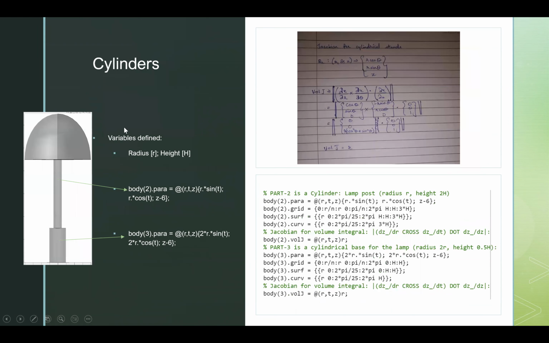Coming to the cylinders, both of these cylinders share the same parametric equation. The only thing that is varying here is the radius, which is r for this cylinder and 2r for this one. Similarly, I've calculated the Jacobian for the cylinders as well, which I've used to calculate their volume.